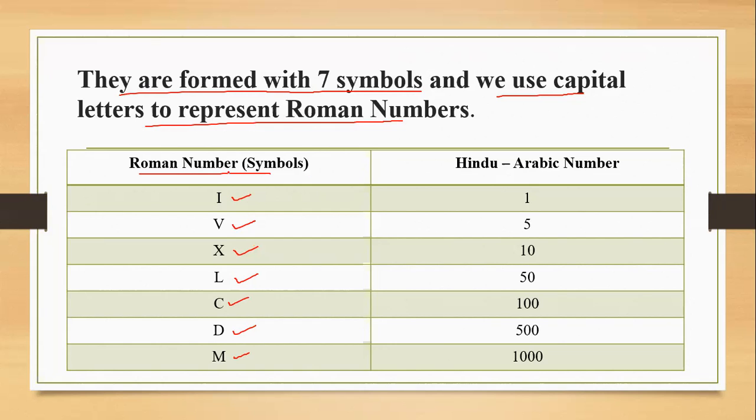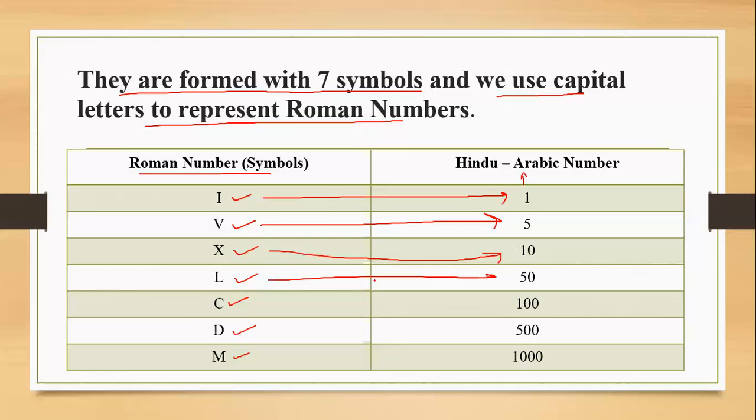Now we have to learn how we will write Roman numbers in the Hindu-Arabic system. Here the I is representing 1 in the Hindu-Arabic system, V is representing 5, X is representing 10, L is representing 50, C is representing 100, D is representing 500, M is representing 1000. These are the standard symbols, and their values are given in front of the Roman numbers, and it is called the Hindu-Arabic system.